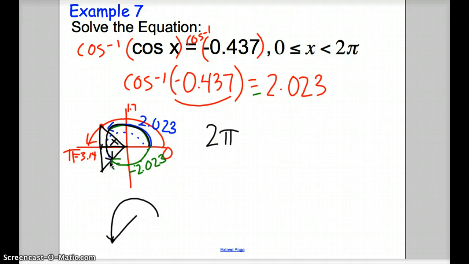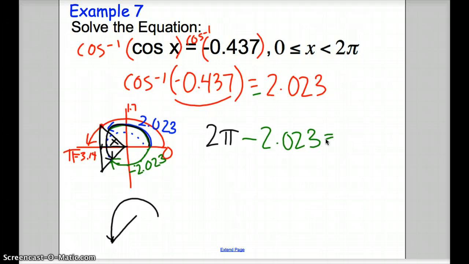I want to stop and not go that extra distance. So I'm going to do 2 pi minus 2.023. This will work for every cosine. So whenever you want to find your second cosine value, think of going backwards in the circle. That's going to be equivalent to your angle you were given, but we're going to do 2 pi minus that answer. So the second solution is 2 pi minus 2.023.